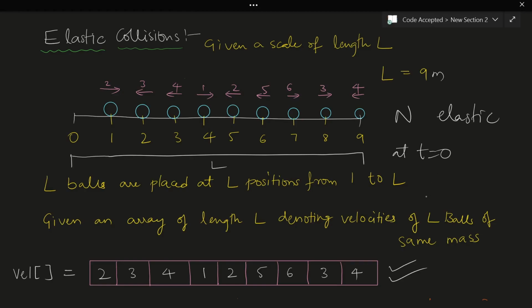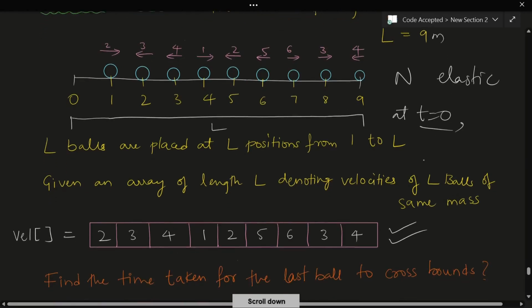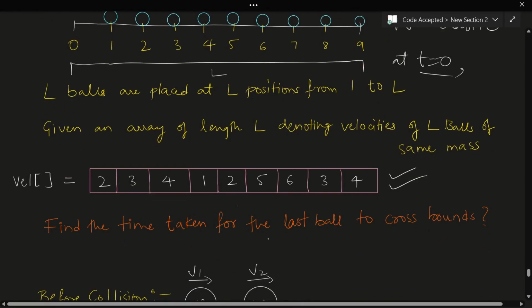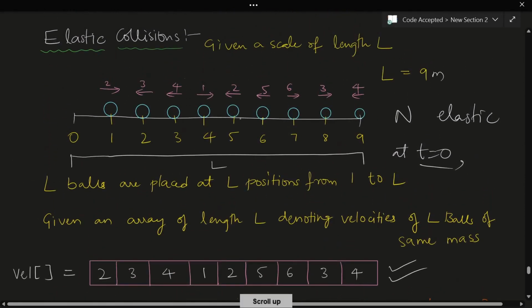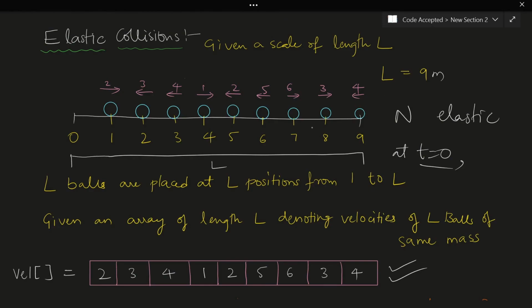If they are released with these velocities at t equal to 0, the question states that we have to find out the time taken for the last ball to cross the bounds of the table. Eventually every ball will drop out of the table, right? So at what time does the last ball get out of the table? That time we should calculate. I hope you understood the problem.